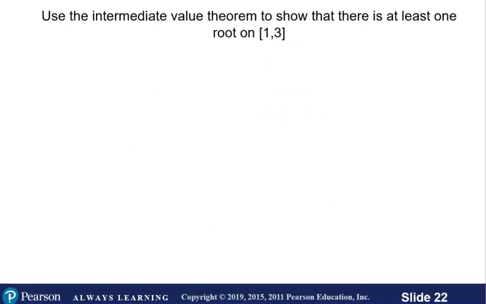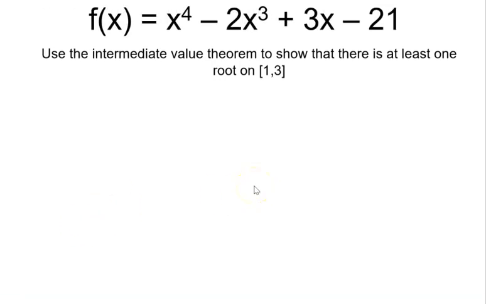Let's do one more example and then we'll be done with this section. It's a pretty short section. Use the intermediate value theorem to prove that there's a root. Okay, so in this case, root means 0. So we have to show that there exists an output of 0.